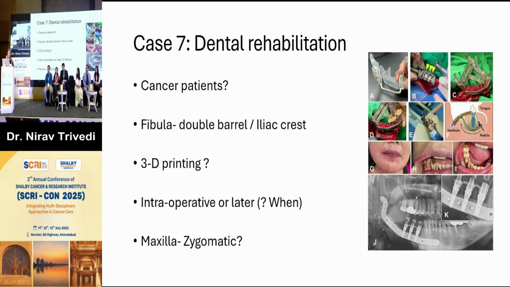If you want to do a dental implant, you need a good bone stock. So either you have to do a double barrel fibula, or iliac crest has good cancellous bone, but it's a difficult flap to use. Maybe use 3D printing to have accurate occlusion, so that once you put a dental implant, it's actually used. Again, debate in radiotherapy, when should you put an implant? If you put it intraoperatively, depending on the type of radiotherapy, will they develop osteoradionecrosis? If the flap fails, what will happen to costly implants?